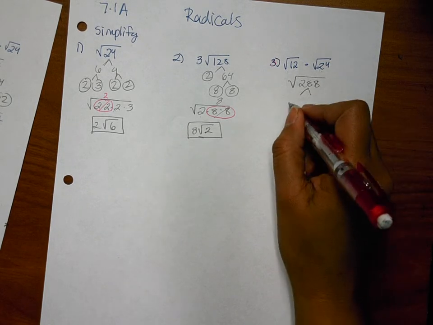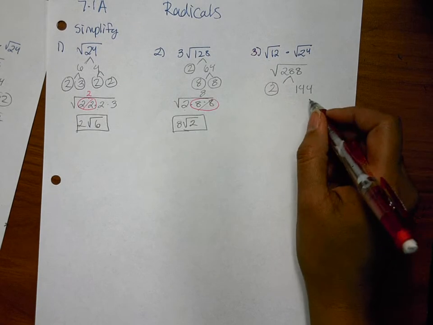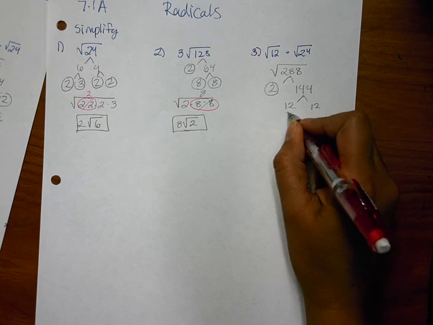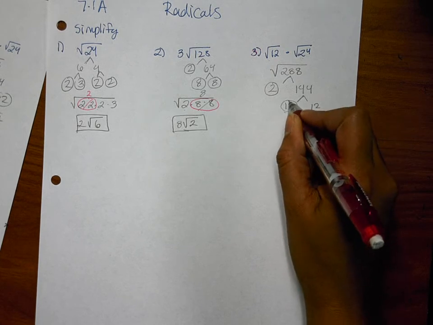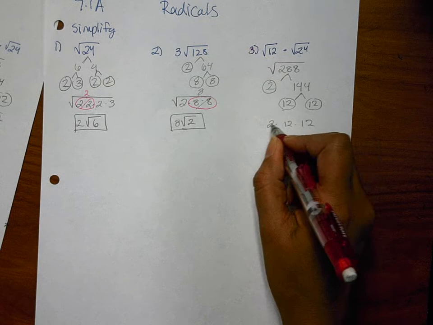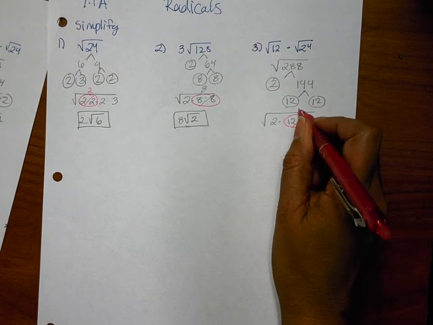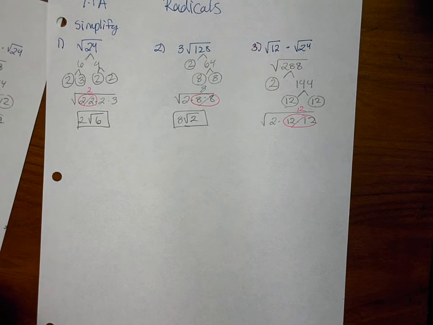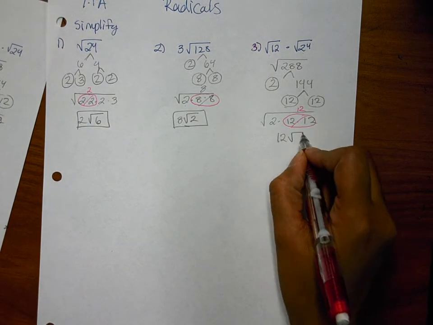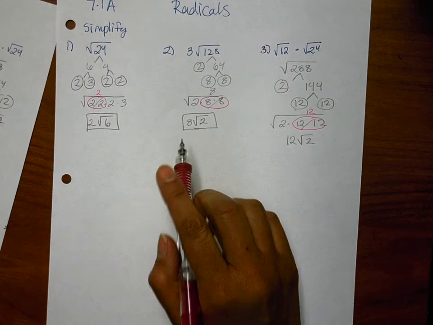Now, you could break up 12 and 24 because that's exactly where it came from, but I'm going to use 2 and 144. And 144 is a perfect square, so it is 12 and 12. Now, these are not primes, but because they're a pair, I am allowed to stop. If you don't like that, keep breaking all the way down. 12 is a pair, comes out as 12. 2 is left in, and you get 12 root 2.